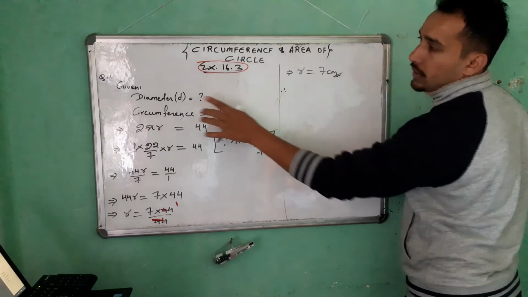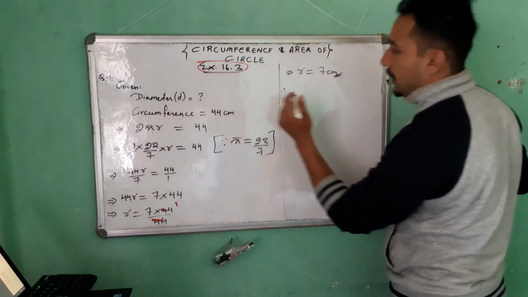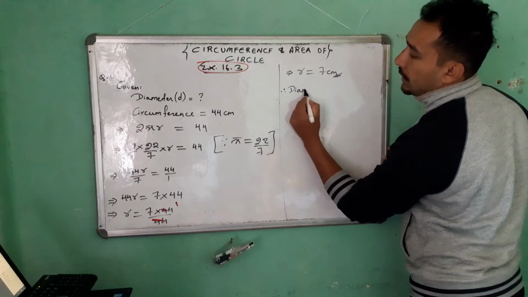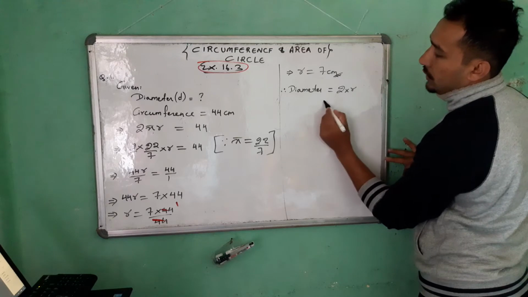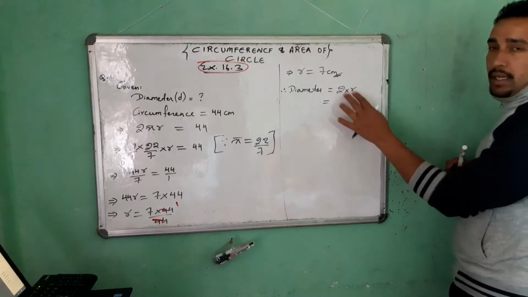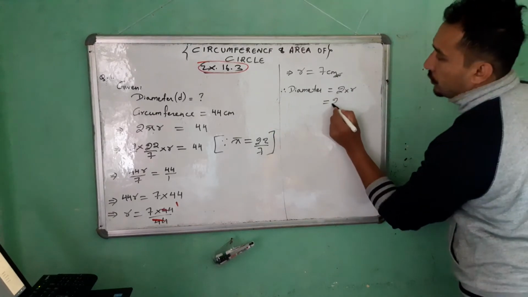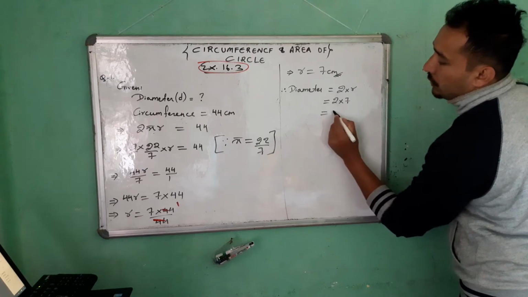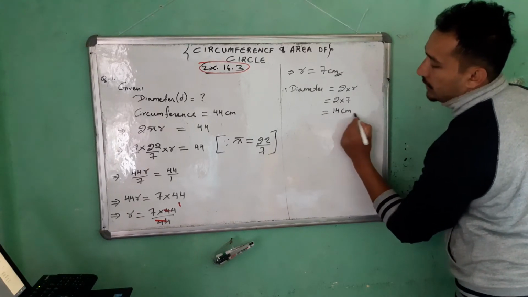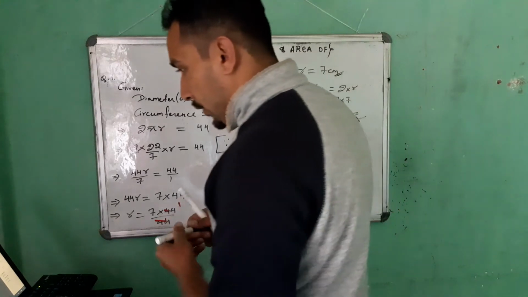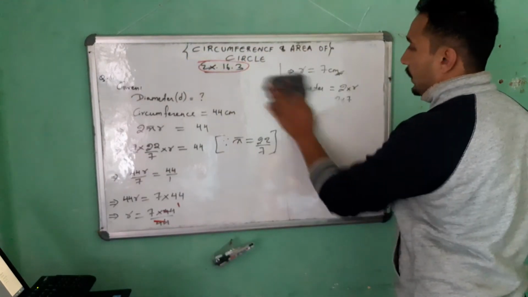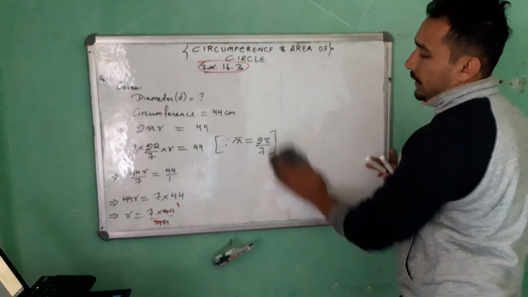Therefore, our question is to find the diameter. Diameter is equal to 2 into r, 2 into radius. This formula I gave you just before this. So 2 into 7, that is 14, and the unit will be centimeter. This is your answer. So in this way you have to solve. Now let's move on to another question.